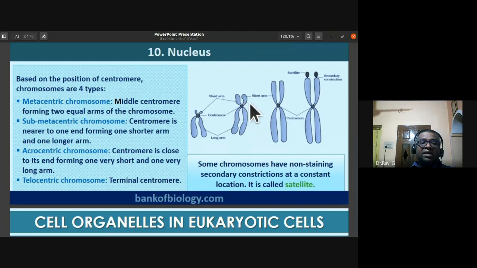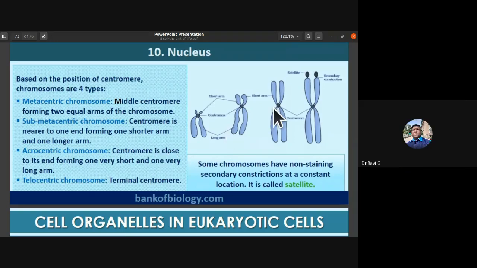So in an acrocentric chromosome, the centromere is close to one of its ends, forming a very short arm, and towards the other side, a very long arm. You can notice in an acrocentric chromosome, the centromere is subterminal in position. In a telocentric chromosome, the centromere is terminal in position. So these are the four types of chromosomes based on the position of the centromere.